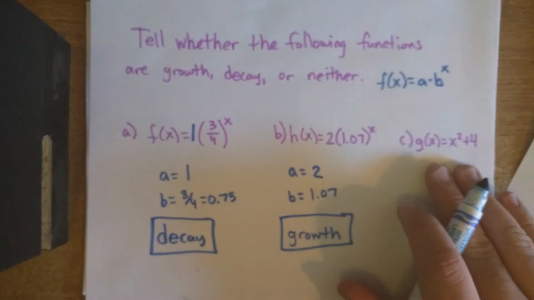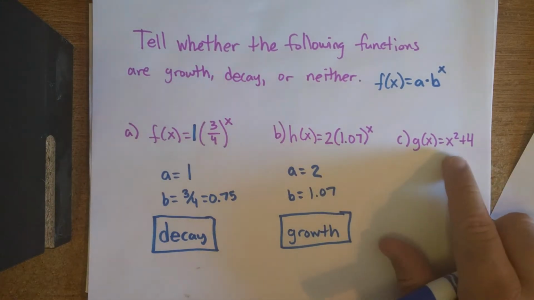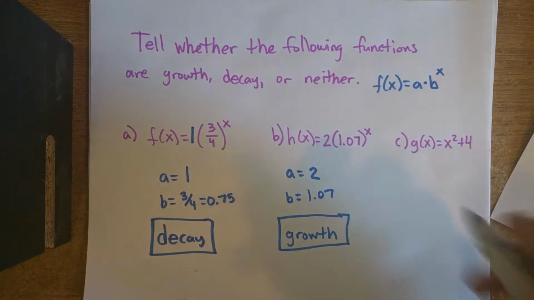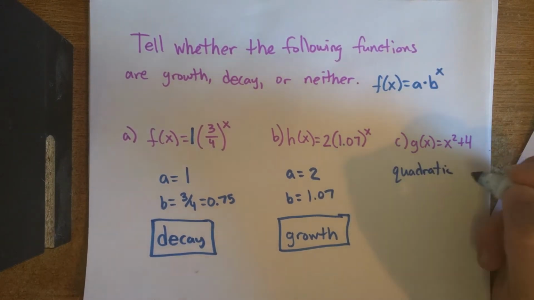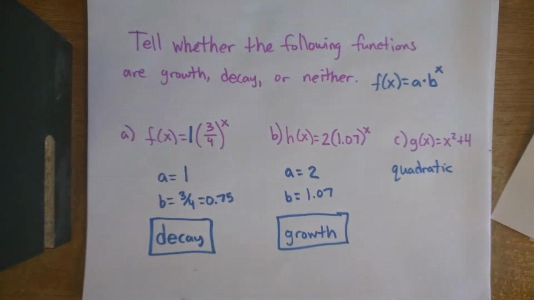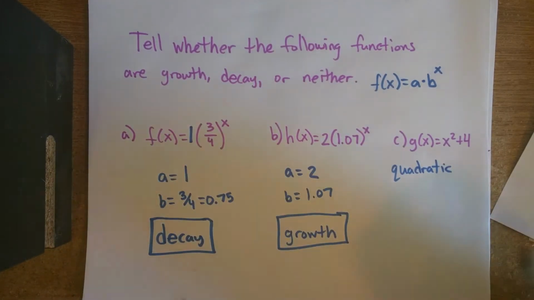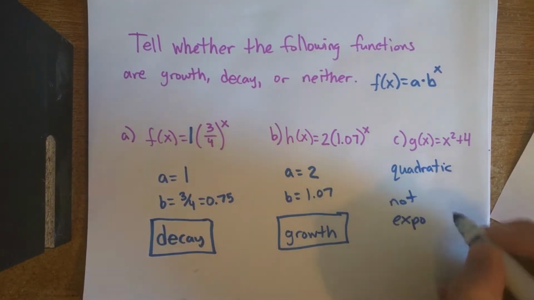Part C, we have g of x equals x squared plus 4. Well, look at where your variable is. This is not to the power of x. It's just x squared. This is actually a quadratic. Remember quadratics from a while ago? And we see them all the time. Don't they always pop up? Can't get rid of them. So this is actually a quadratic, which means it's not an exponential. It's not an exponential. Which means it's just neither.